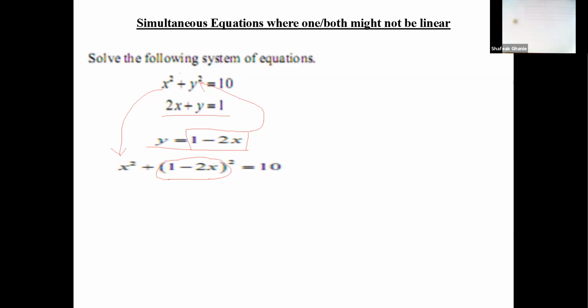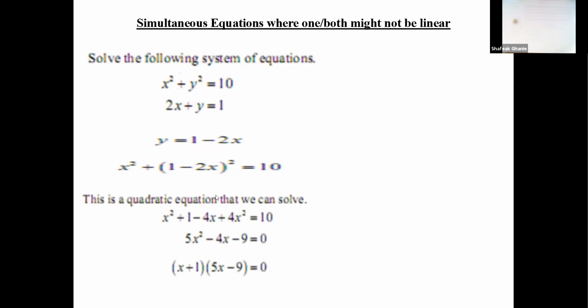So you do some work, simplify that. Notice, you expand out the bracket, so 1 minus 2x squared gives you all of this here. You expand out 1 minus 2x squared, you get this. Simplify further, you get that. Factorize, you get that. And then you solve, and you get two values for x.